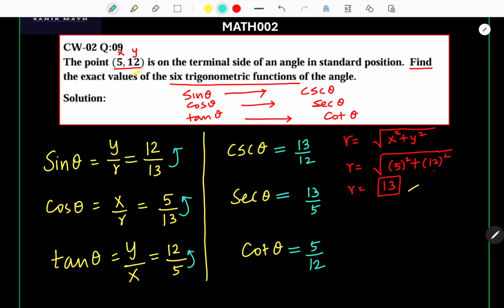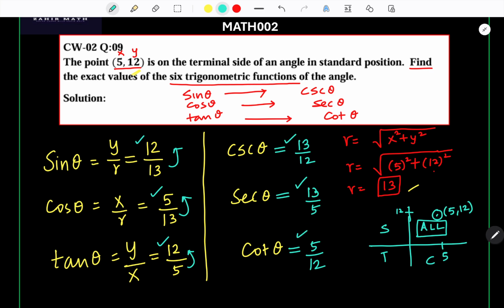Okay. So the answers are correct. We can check whether the answers are correct or not. Just look here. This is your point 5 and this is your point 12, right? So where is your point? Your point is here, 5 comma 12. Am I right? Yes. So this quadrant is what? All. This TC, what's the meaning? All positive. Look here. Positive, positive, positive, positive, positive, positive.